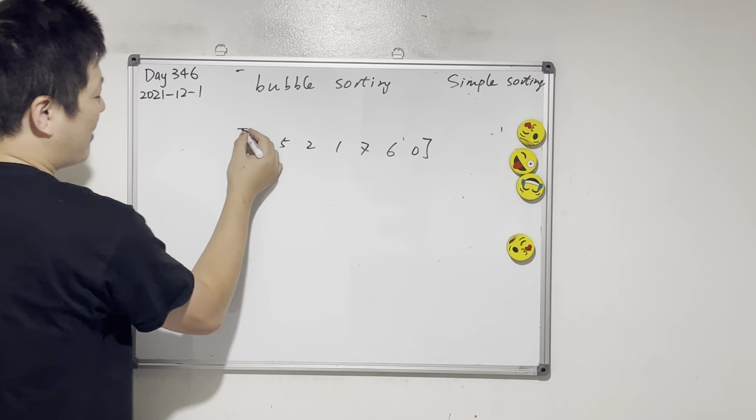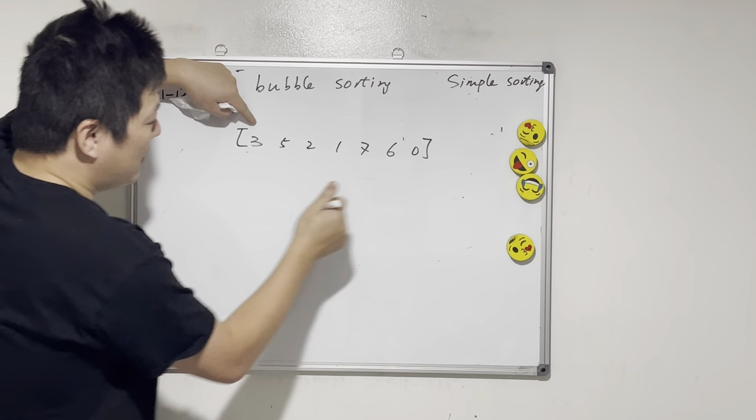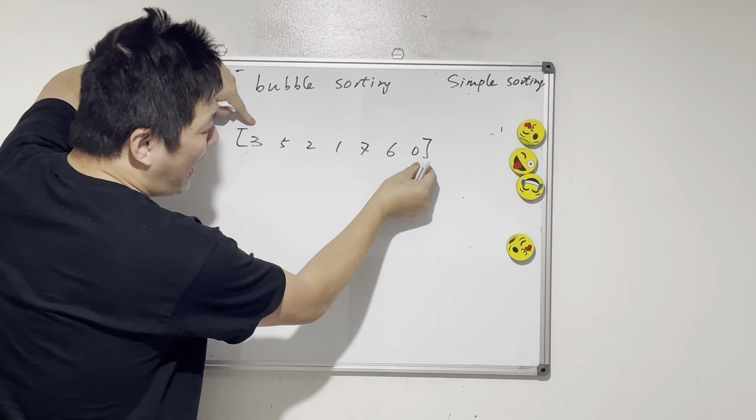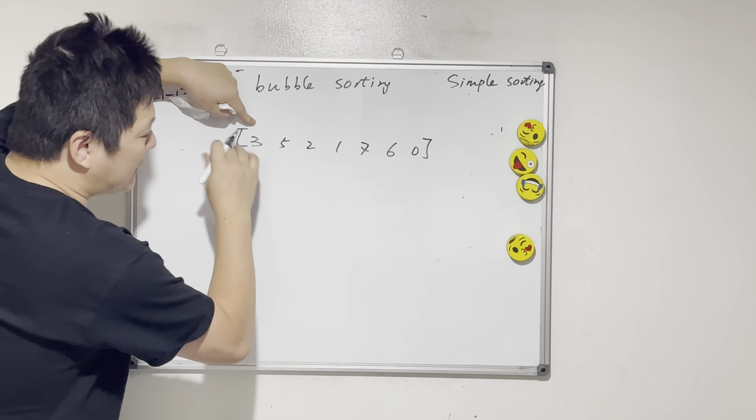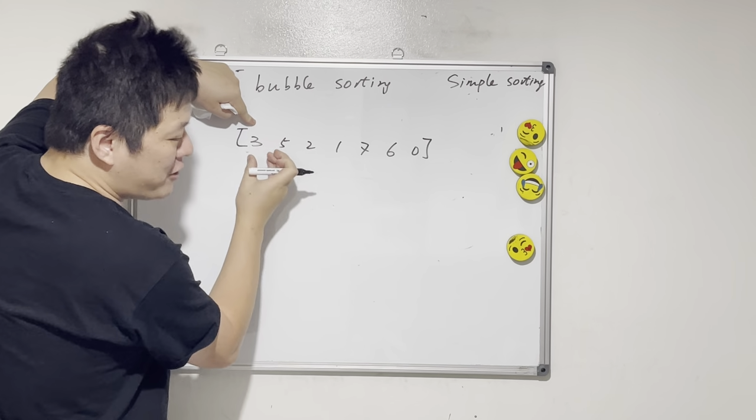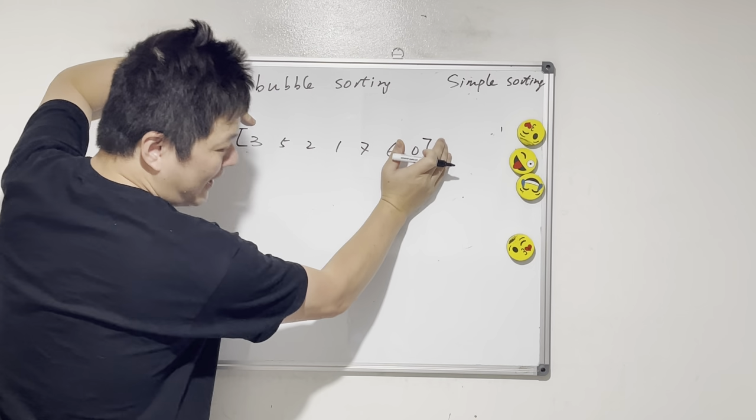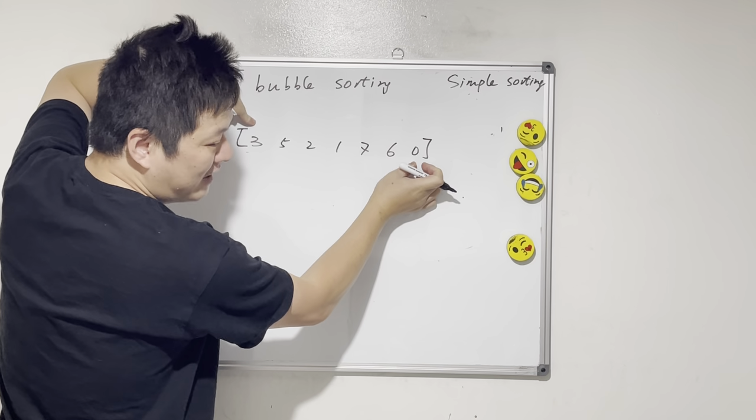Okay, let's see. We want to solve it. How can we solve it? First of all, we start to sort it, and then we arrange the sorted numbers at the end, right? So at the beginning, there's none sorted.